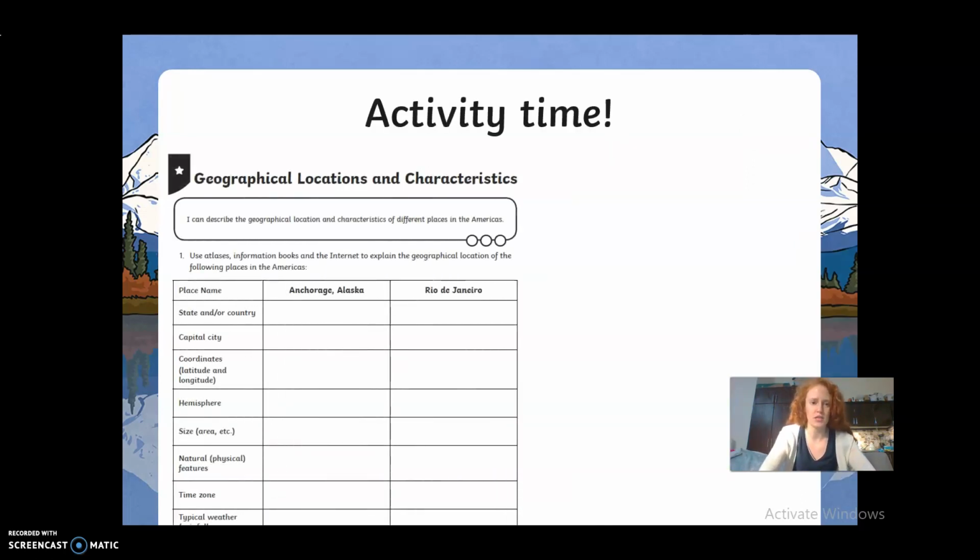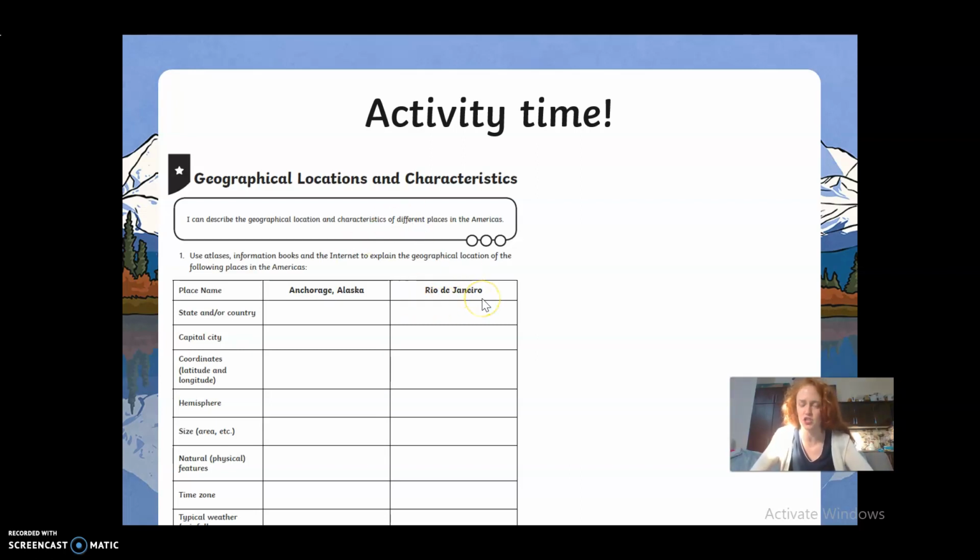Now, what is your activity going to be like? Basically, you have two cities here, okay? You have the city of Anchorage in Alaska. If you remember, we talked about the United States of America. United States of America has 50 states. One of them is Alaska. And Anchorage is one of the cities in Alaska. So you will be searching information about this particular city.